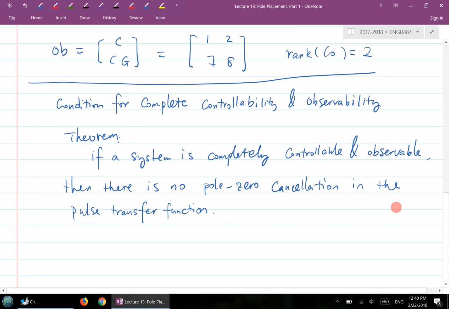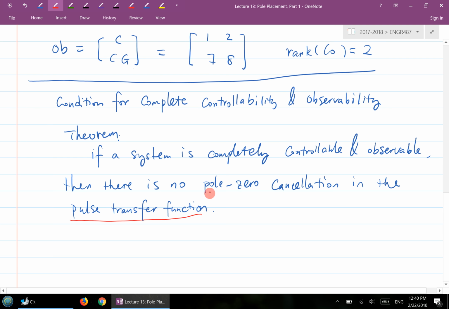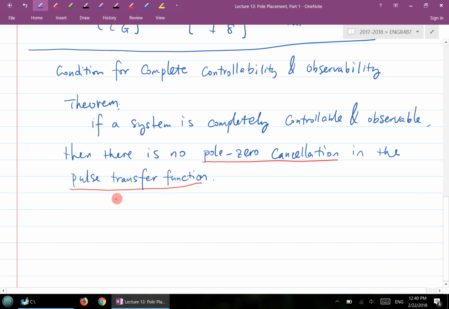So let's take a look at how we interpret this theory here. There's no pole zero cancellation in the pulse transfer function, right? So these are the keywords here: pulse transfer function, and pole zero cancellation. First of all, let's remind ourselves of the pulse transfer function. Pulse transfer function is basically a function relating the output and the input. That's your pulse transfer function.